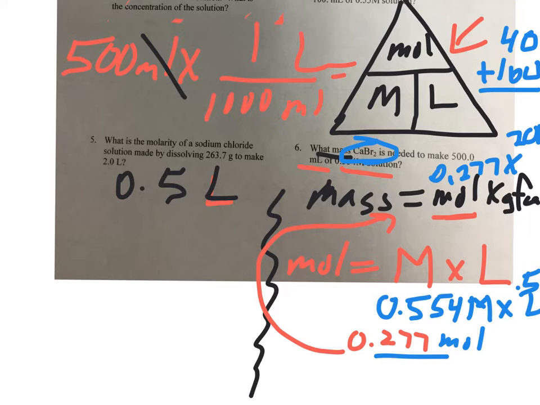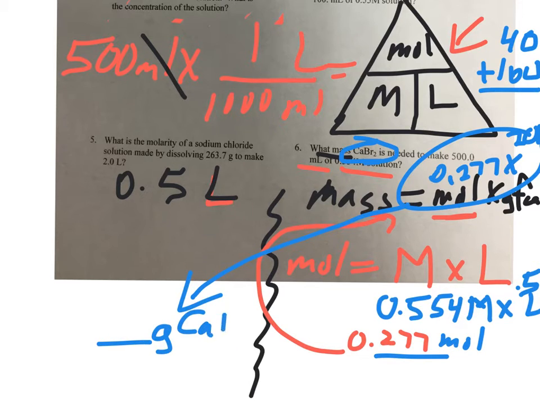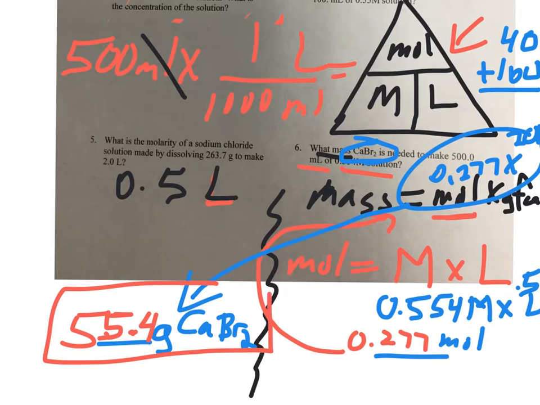Very good. And that's it. Let's put this over here. So my grams of CaBr2, 0.277 times 200, how much is that? 55.4? Whoops. 55.4. And this is my grams. Did everybody get to that? Yes? Where do we have a question?